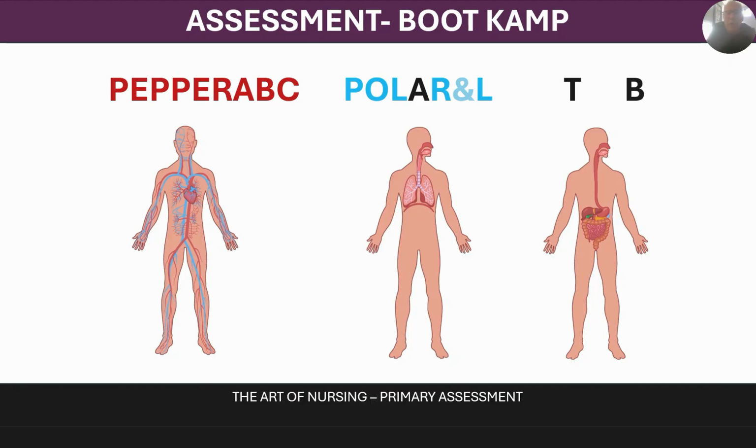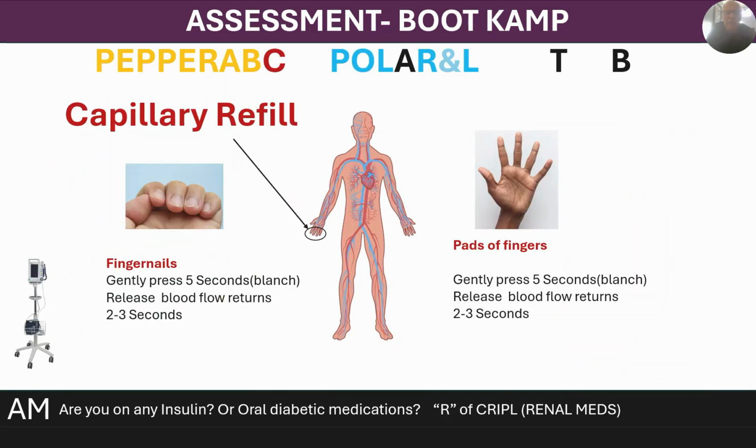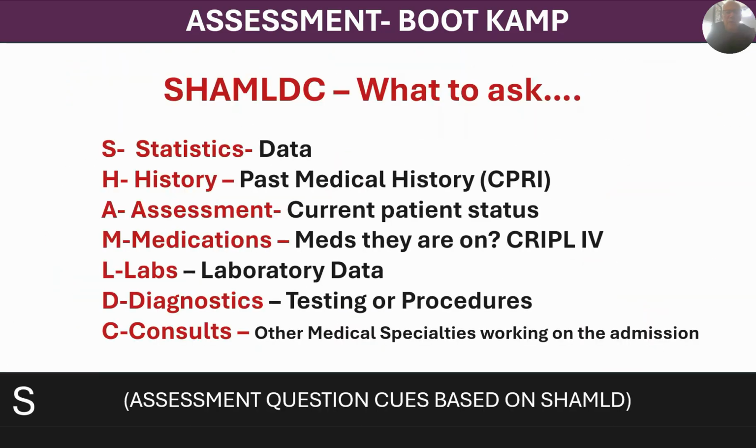And that concludes the art of this primary assessment on having a conversation with your patient. So it's very important to have something that you're saying to the patient based on the SHAMLDC. That's basically all the information that you need to know. These are assessment question cues that are based on this mnemonic, so it keeps you focused on what you should be saying. Now, like I said, it's difficult in the very beginning, but as time goes on, you get better at your assessment.